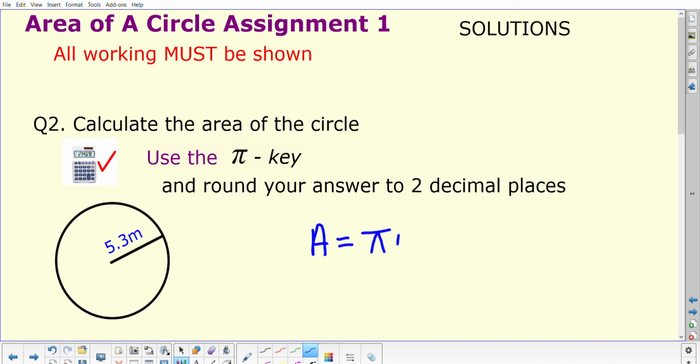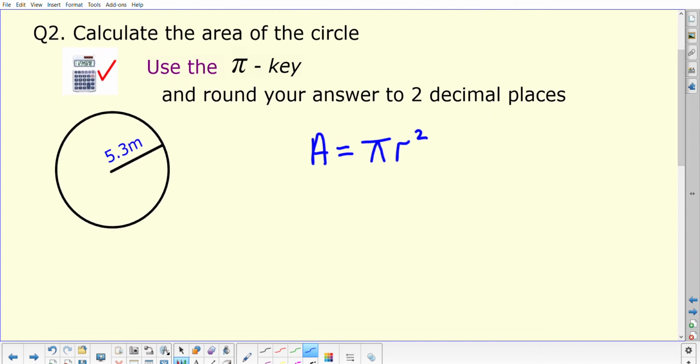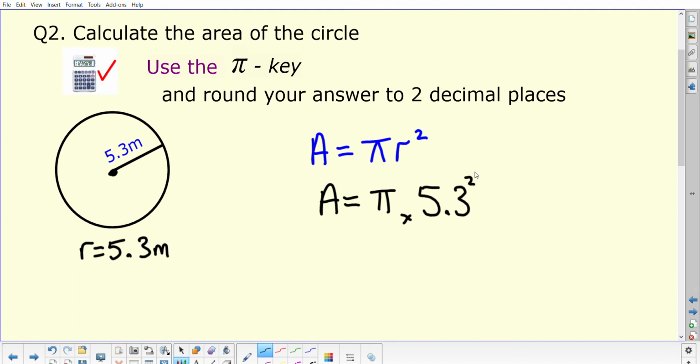So we've got area equals pi r squared, and again if you look at the information that you've been given in the circle, that's the radius that you know, because it's going from the centre point to the edge. So we know that the radius is 5.3. This time it's metres. So when we sub into the formula, this time we're not putting 3.14 here, we're putting pi because it's the pi key we're going to press, and we're just doing that 5.3 squared.